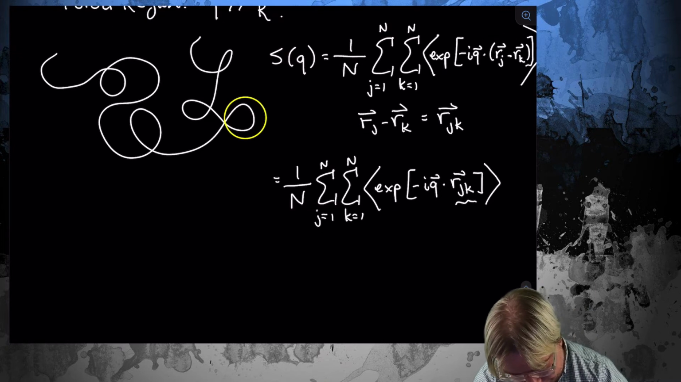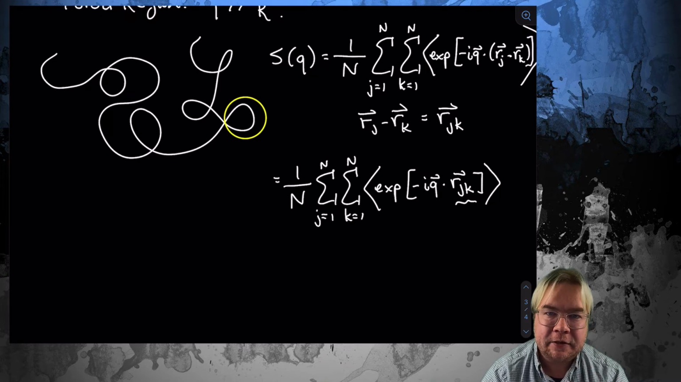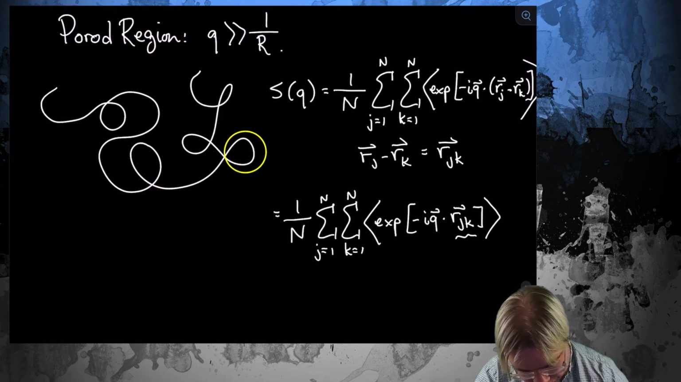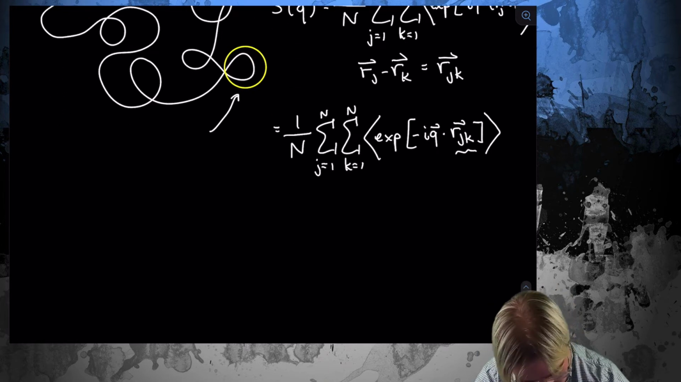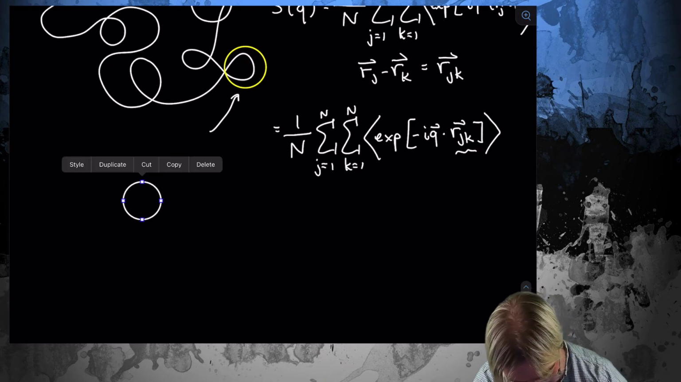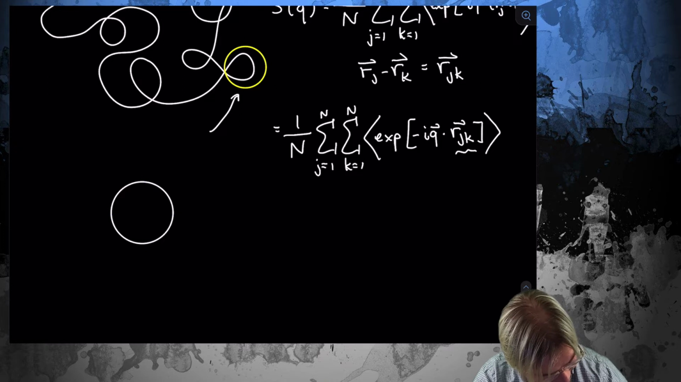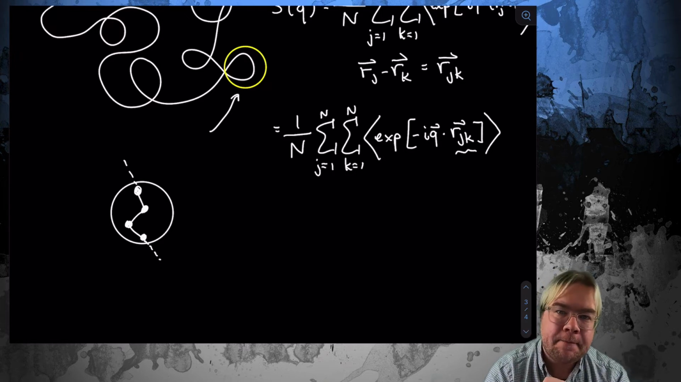But let's go back and just focus on the Porod region. Let's not look at the exact mathematical details of this expression yet. Let's just see what we would expect to happen. If I look at a region like I've drawn in the circle here, I've got a region like this. In fact, let me make it a little bit bigger. And inside, I've got some monomers, and then it goes off to the rest of the chain.